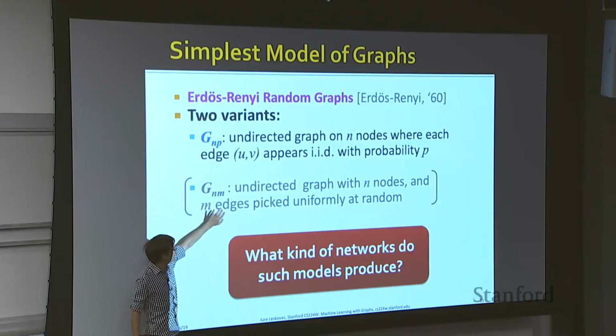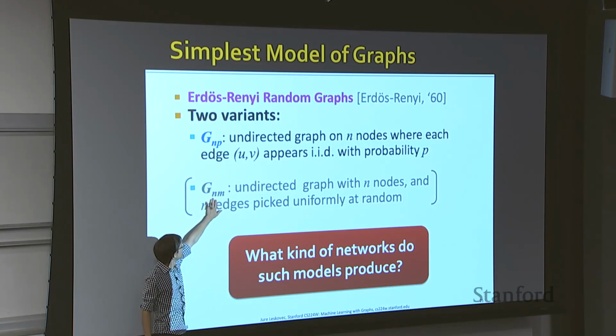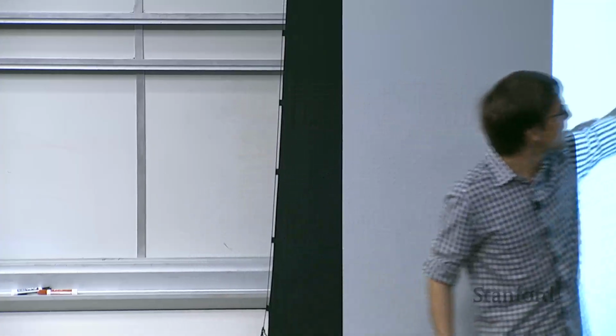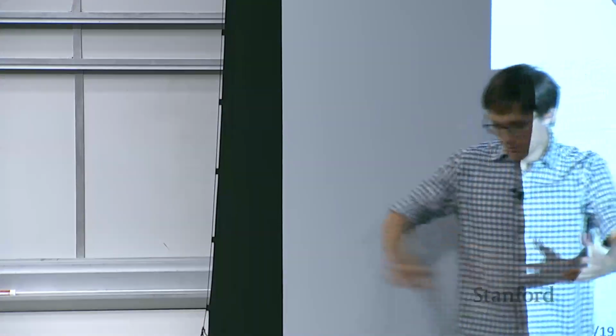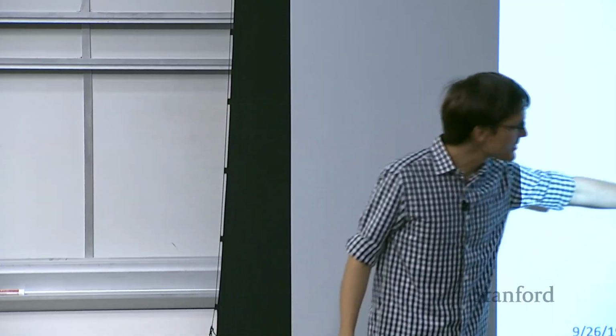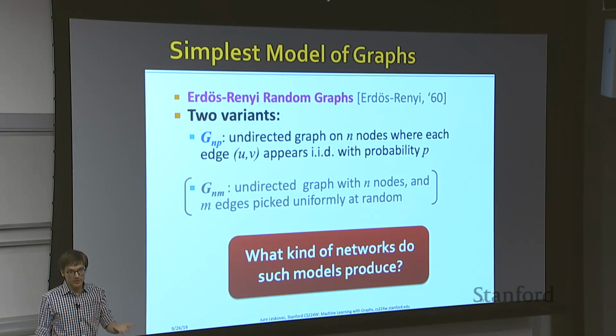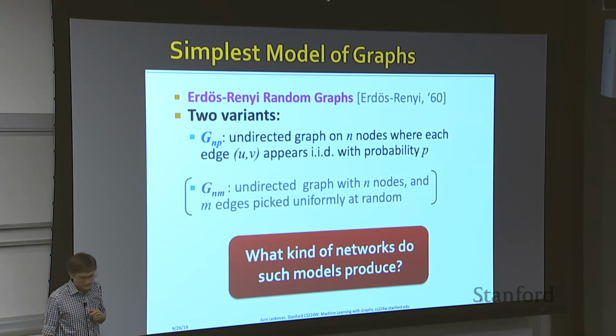Another definition that's very similar is G(n,m), where n is the number of nodes, but m is the number of edges, right? So up there, the number of edges is probabilistic, while here the total number of edges is exactly m, which I place uniformly at random among all pairs of nodes, right? And the question is, what kind of networks does this simplest possible model produce, right?